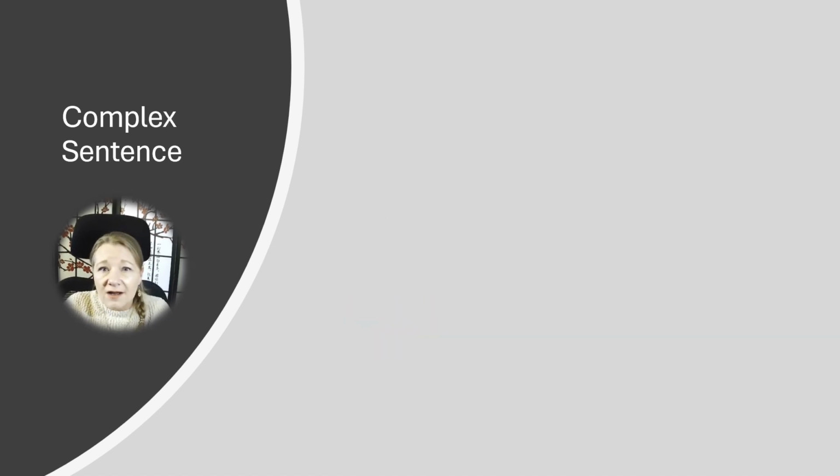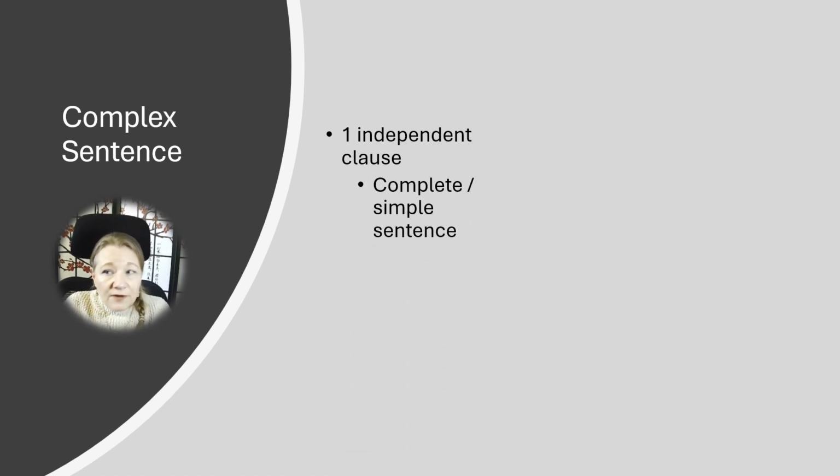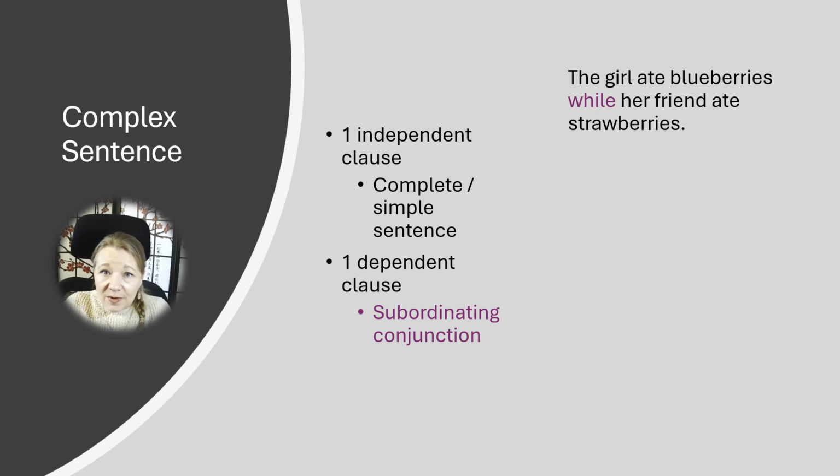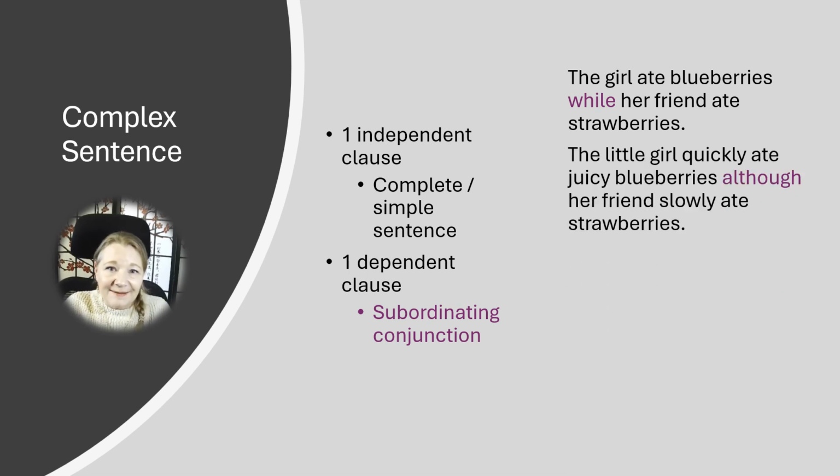Well, let's move on to the complex sentence. To review, the complex sentence has one independent clause and a dependent clause. And those dependent clauses always start with a subordinating conjunction. Here are some examples. The girl ate blueberries while her friend ate strawberries. The girl ate blueberries is the independent clause. While her friend ate strawberries is the dependent clause. Put them together and you have a complex sentence.